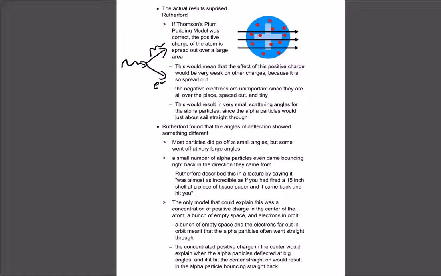And the third one was the strangest. He found that some of the alpha particles hit the gold foil and bounced perfectly straight back. He thought that was pretty strange, because it would be like having a 15-inch shell, like a cannon or a big tank bullet, hitting a piece of toilet paper and bouncing straight back.